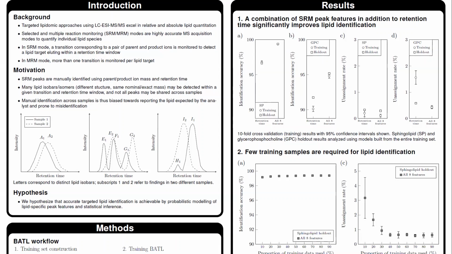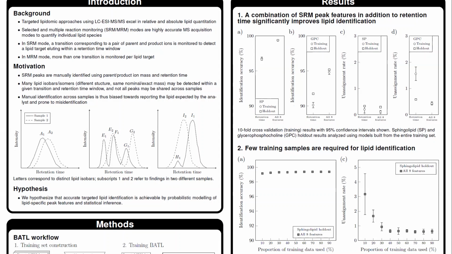Manually identifying lipids across samples is thus challenging, and any misidentifications may lead to biologically incorrect conclusions from any downstream statistical analysis. Furthermore, in the right panel, we observe that retention time alone cannot unambiguously identify the dashed peak in sample 2 without the aid of other features, such as peak intensity. These observations lead into my hypothesis that accurate targeted lipid identification is achievable by probabilistic modeling of lipid-specific peak features and statistical inference.